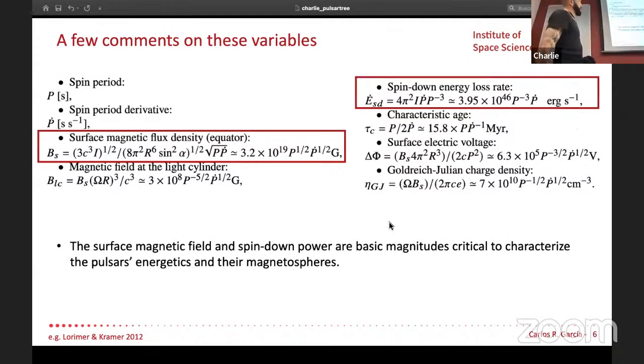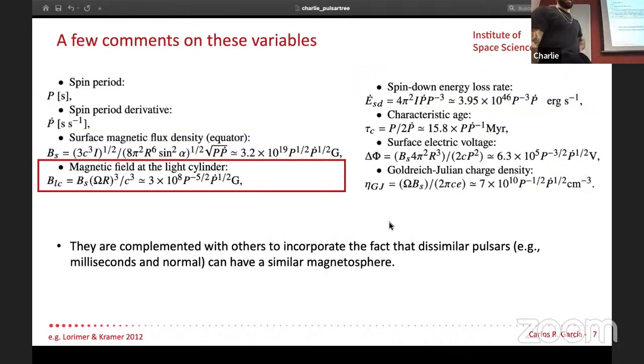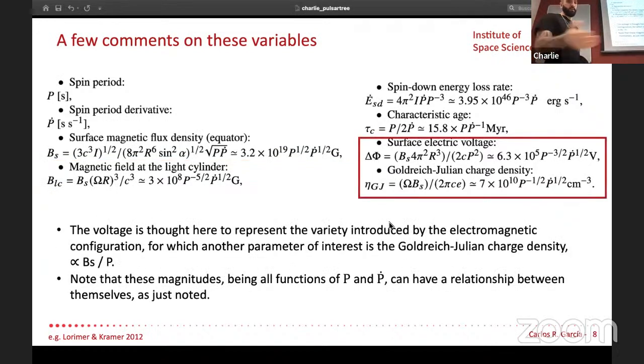A few comments on the variables we are taking into account. Here, for example, we add the surface magnetic field and the spin-down energy loss rate because we think that they are really important if you want to characterize the pulsar energetics, but also the magnetosphere of the pulsar. This is something that you can see when you take the magnetic field at the light cylinder. This is really crucial if you want to incorporate the fact that similar pulsars can have similar magnetospheres. Another example: if you want to see the variety that you can find in the electromagnetic configuration, it can be useful to take the surface electric voltage and the Goldreich-Julian charge density as variables.